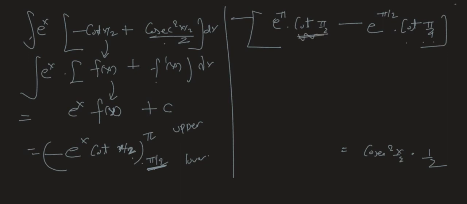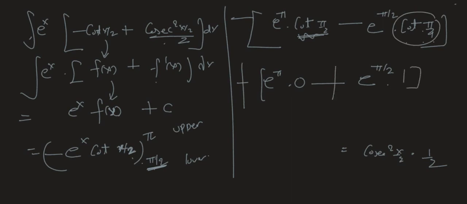Cot pi by 2 everybody knows is 0. Correct. So this is 0 minus e^(pi by 2) into cot pi by 4 is 1. And minus will become plus and this is 0. I can leave it. Perfect. Any doubt so far? ठीक है.